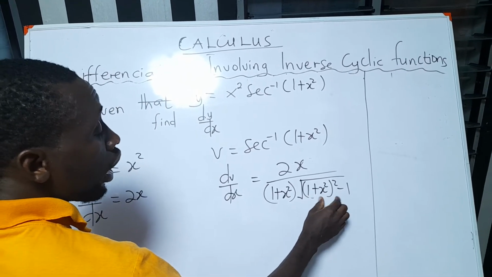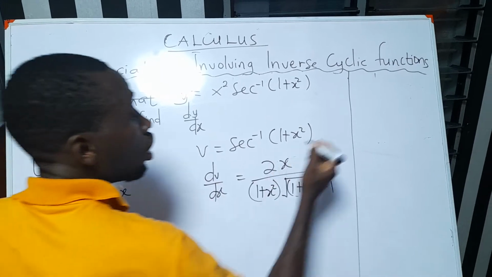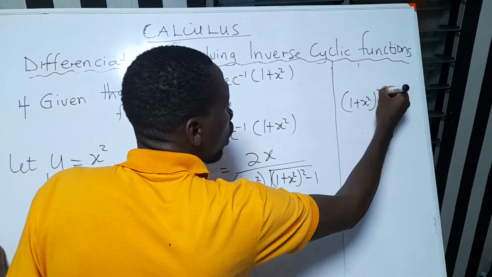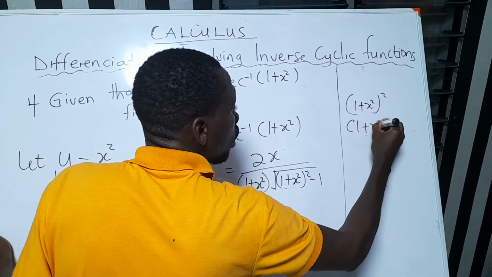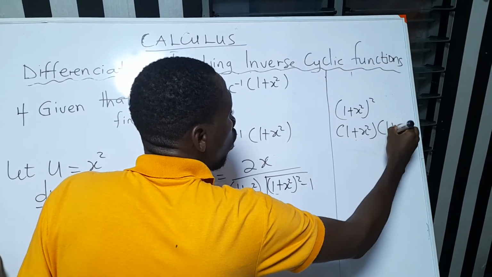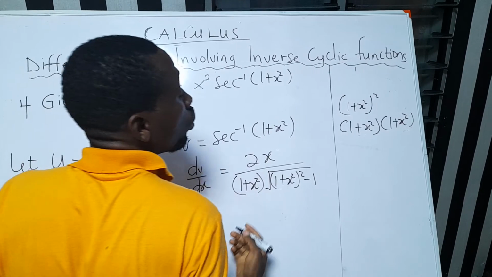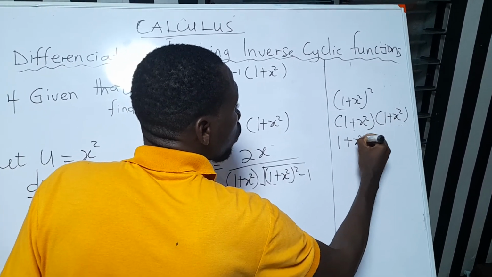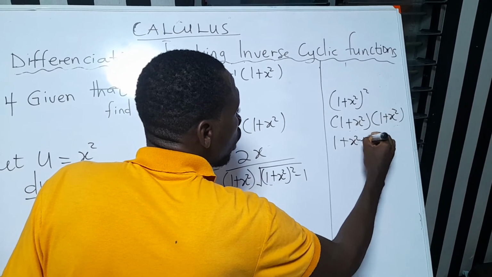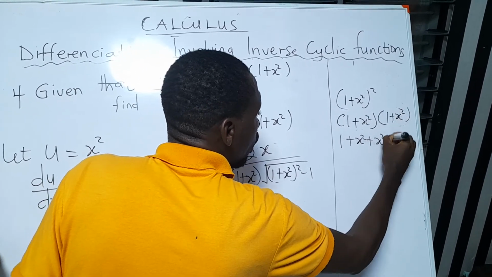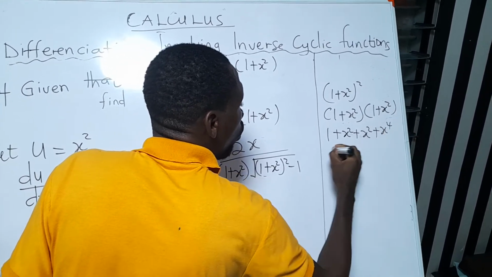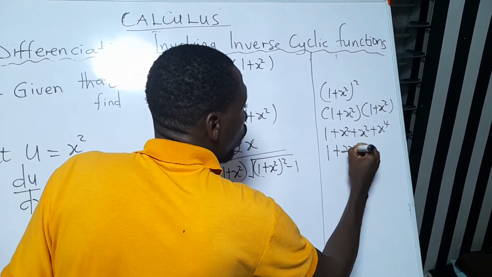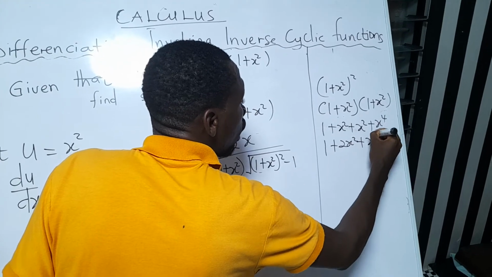I want to simplify this further. See, 1 plus x squared all squared means 1 plus x squared times 1 plus x squared, repeated. So 1 times 1 is 1. 1 times x squared will be x squared. This x squared times 1 will be x squared. Then x squared times x squared will be x exponent 4. So that will be 1 plus 2x squared plus x exponent 4.